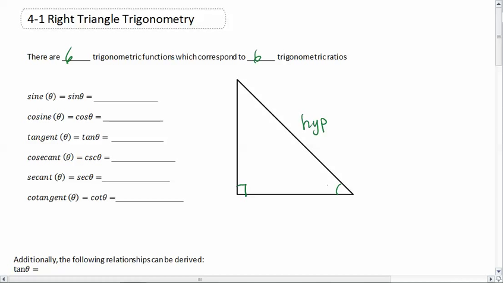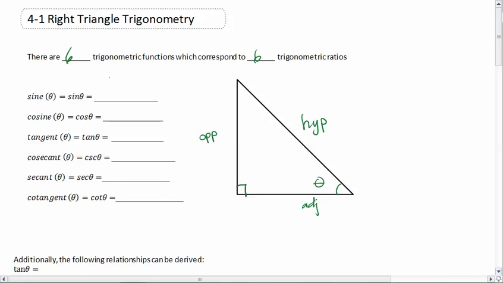We also have, if we're considering an angle over here, an angle theta. Whatever side is next to that angle theta, we're going to call our adjacent side. I'll just abbreviate that ADJ. And across from that theta, we have our opposite side. So now that we have these parts of our triangle defined, our hypotenuse, our theta, our adjacent side, and our opposite side, we can start talking about our trig functions and the different trig ratios that we have.